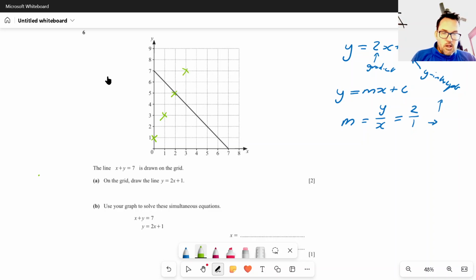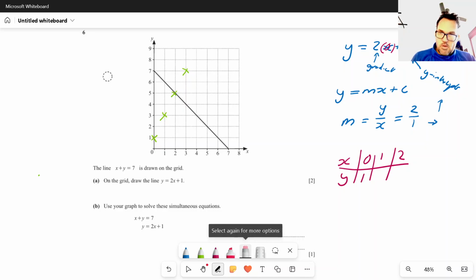Another way, of course, is you can just draw yourself a quick table. Pick some values. Make x 0. So x is 0. 2 times 0 is 0. Y is 1. Then you make x 1. 2 times 1 is 2 plus 1 is 3. So that will be 1, 3. That will be the point there. And then you make x 2. 2 times 2 is 4 plus 1 is 5. And then you've got 3 points. See, 2, 5. You can plot.